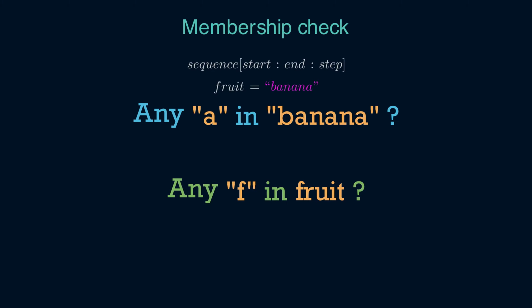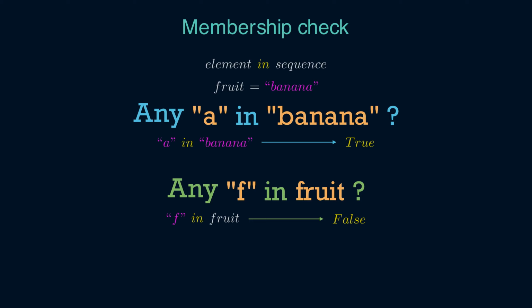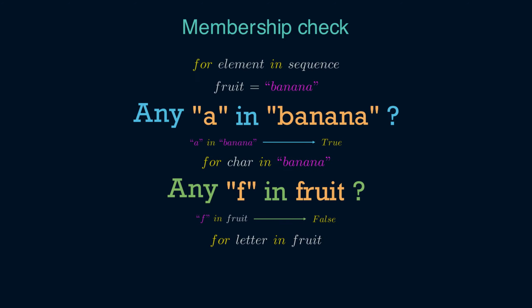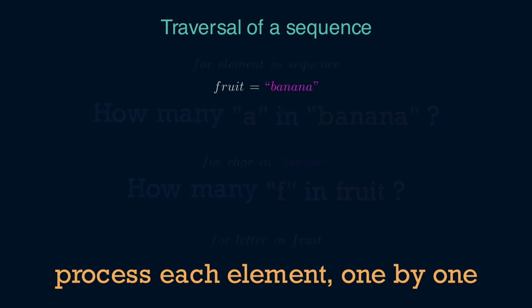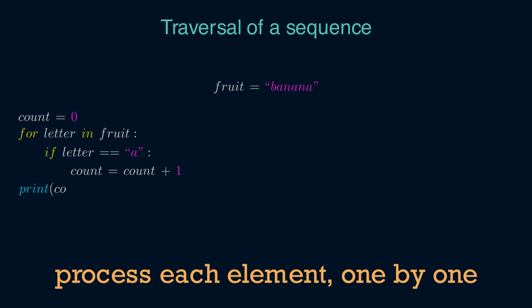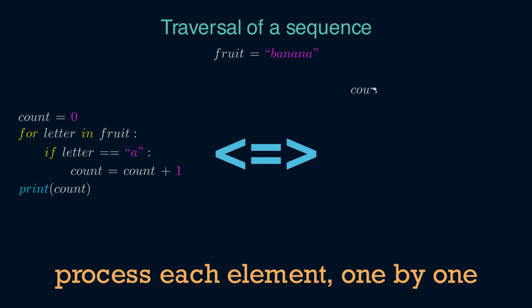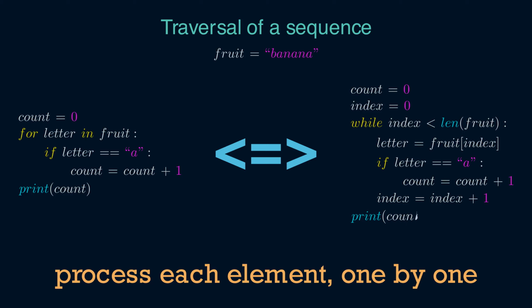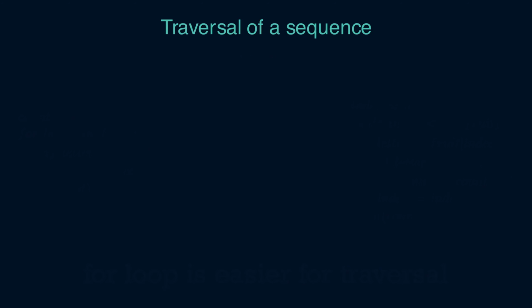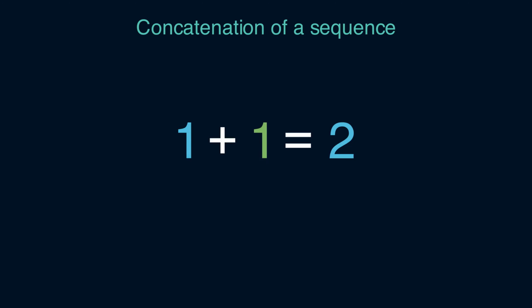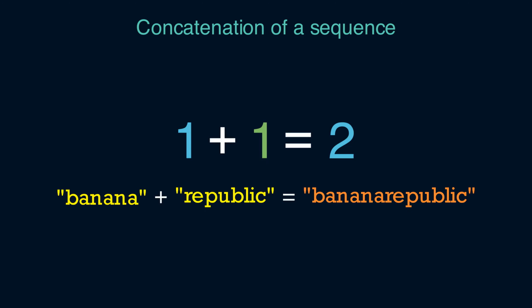Are there any A in banana? Or any C in fruit? You can ask that to Python like this. As you remember, for loop also uses a similar notation, but for a different purpose, to traverse through a sequence. Here's an example. Same thing, if we were using while loop would be bigger. Just like we add two numbers, we can add two sequences too.